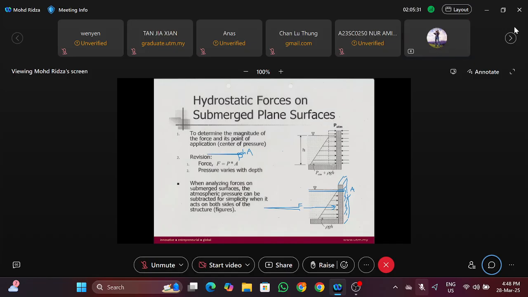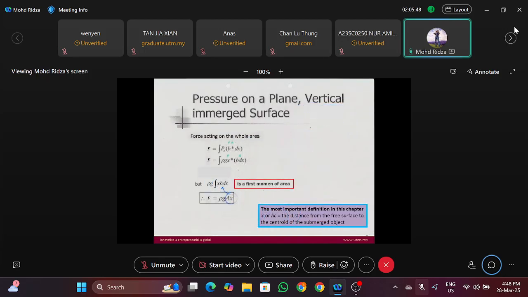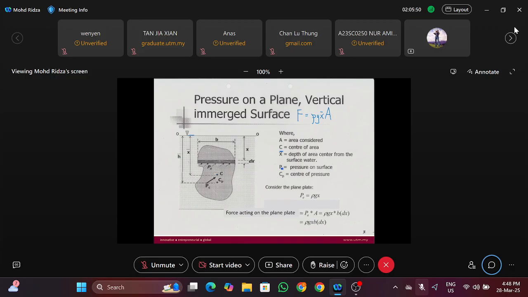I mean, you can resultant it into one point F. The resultant force is at one point F. So now you have the value of F, rho G X bar A, but now we want to know the location of the F. Where does it act? So from this diagram, when you have the value of F from this equation, the location is not at the centroid. It's slightly below. It's at a point we call CP.